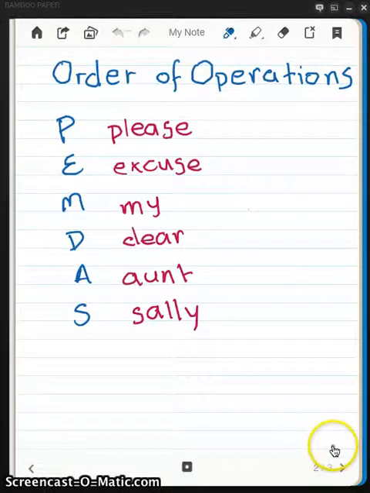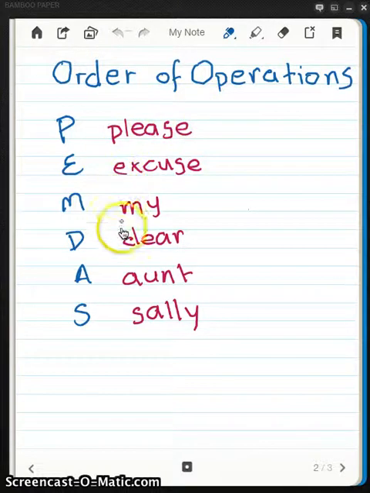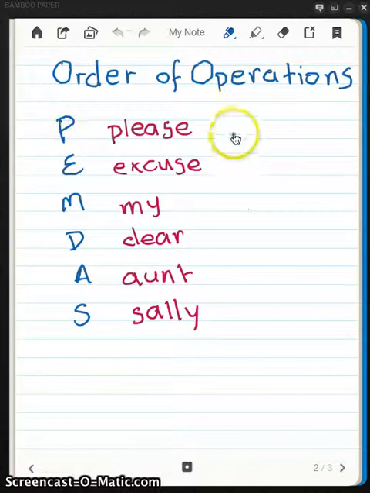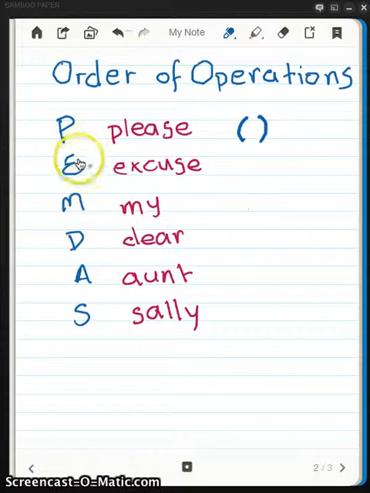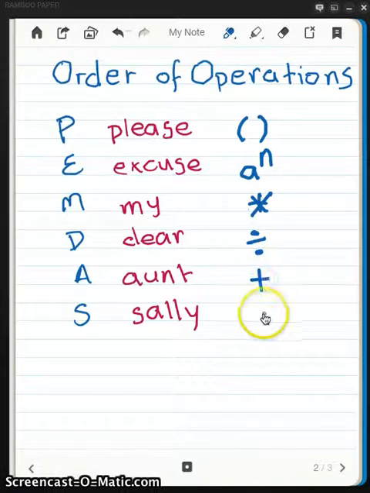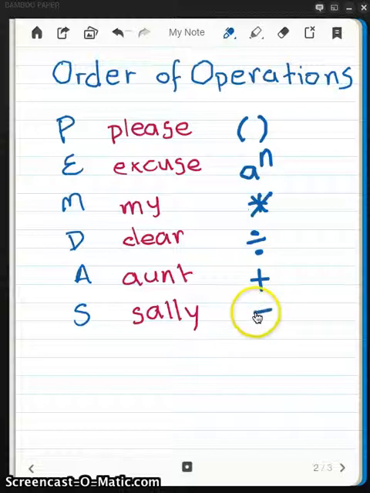Tonight we'll be looking at the order of operations. A commonly used mnemonic device to remember the order is "Please excuse my dear Aunt Sally." Each of the beginning letters stands for a different operation. P stands for all the parentheses that you will operate. E stands for all the exponents that you will operate. M stands for multiplication, D stands for division, A stands for addition, and S stands for subtraction.